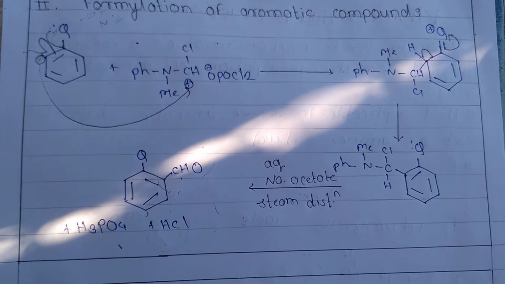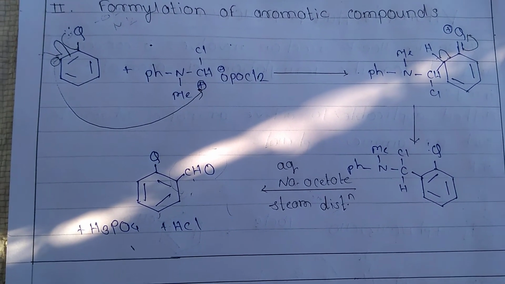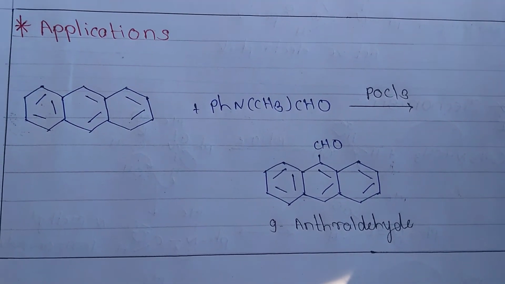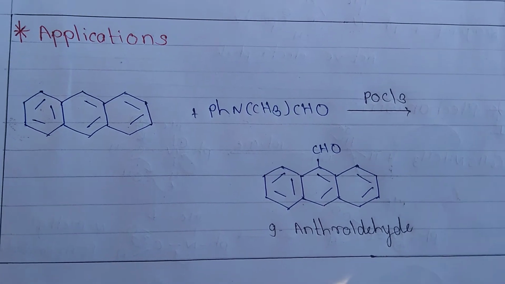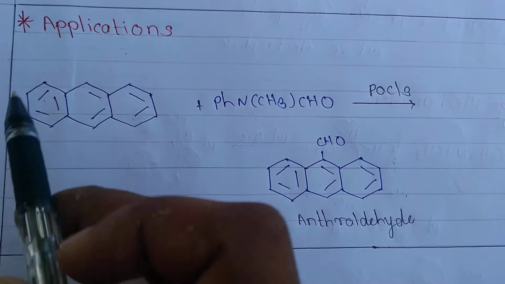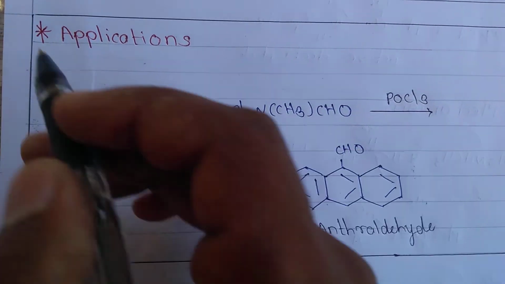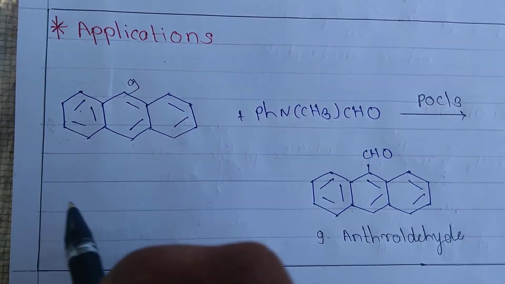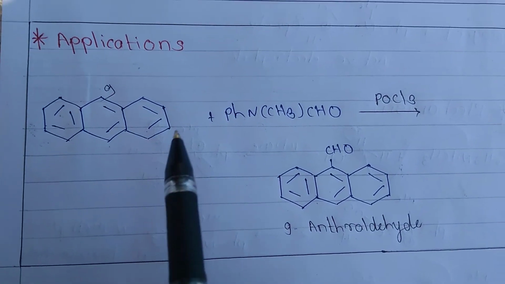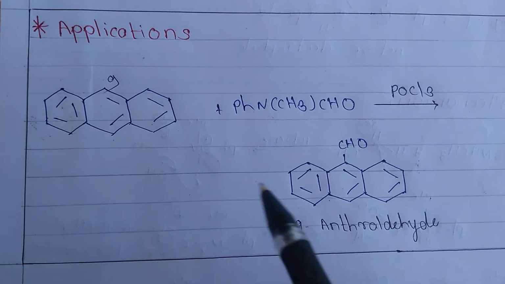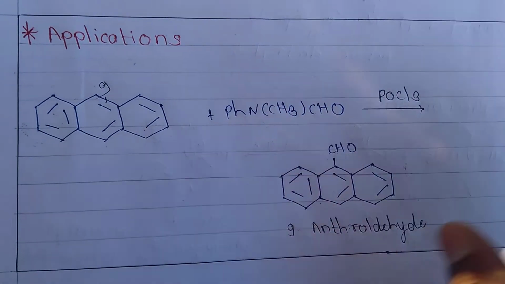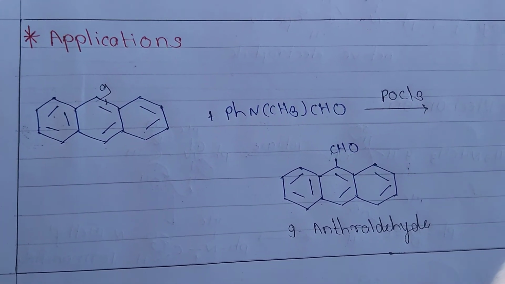Okay. So let's talk about the applications of the Vilsmeier-Haack reaction. An important application is that in anthracene it is formylated at the 9th position. That means here we can see, here is our 9th position. So after the Vilsmeier-Haack reaction, here we can see the formyl group is substituted. So this is our Vilsmeier-Haack reaction.